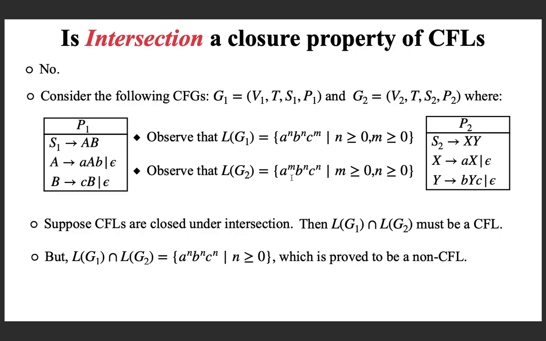If you take the intersection of these two languages, for a string to be in the first language, the number of a's and number of b's must be same, and for a string to be in the second language, the number of b's and number of c's must be same, and hence for a string to be in both L1 and L2, the number of a's, b's and c's must be same. This is the intersection, which is proved to be a non-context free language. In the previous lecture we proved that this language is non-context free, and thus we are getting a counter example, and therefore we can conclude that context free languages are not closed under intersection.